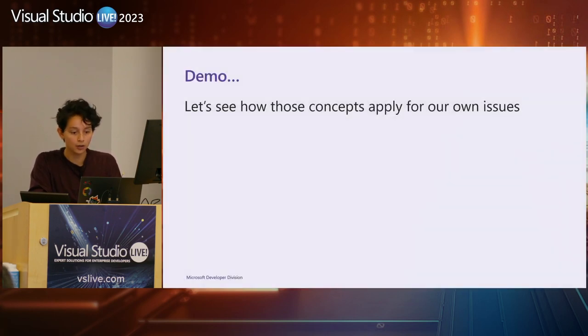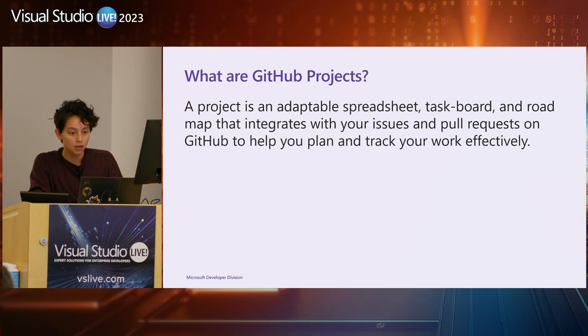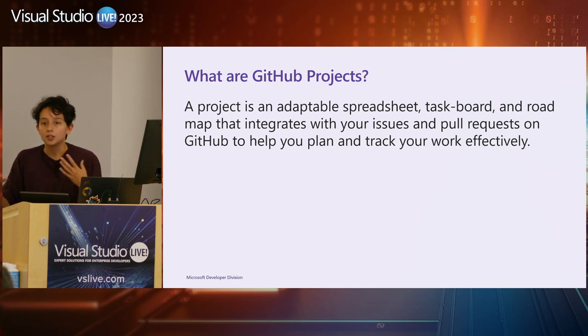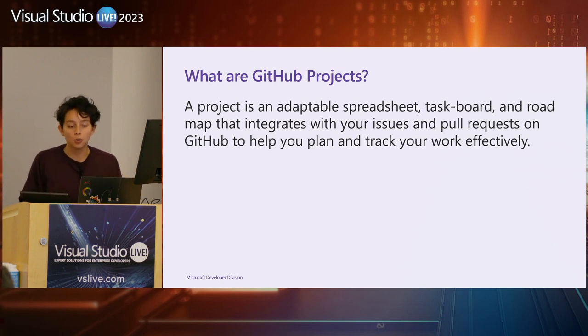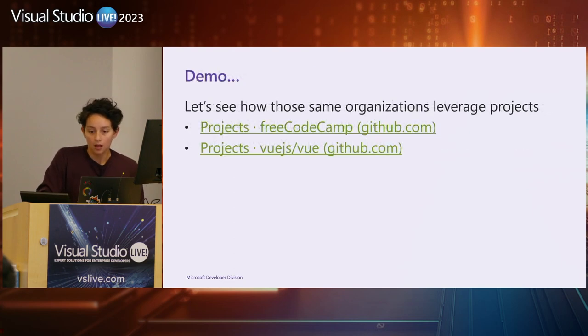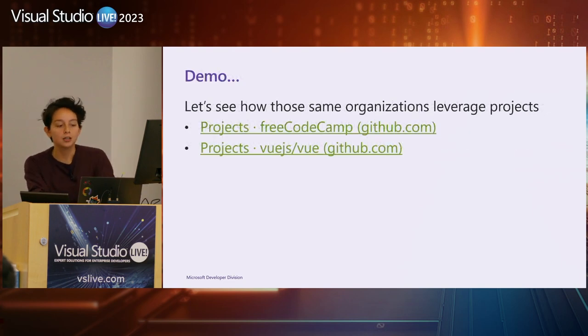Let me pop back over to the slides. So we have a spreadsheet view, a task board view, and a roadmap view. And that allows you to integrate your issues and pull requests, all staying in GitHub, with the idea, right, that this is where your code lives. So it makes sense that your planning can live right alongside it. As we did before, let's take a look at how those same organizations are leveraging projects today.